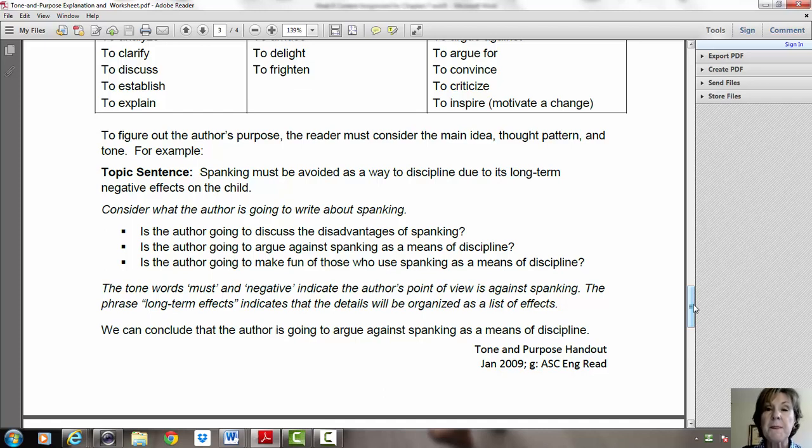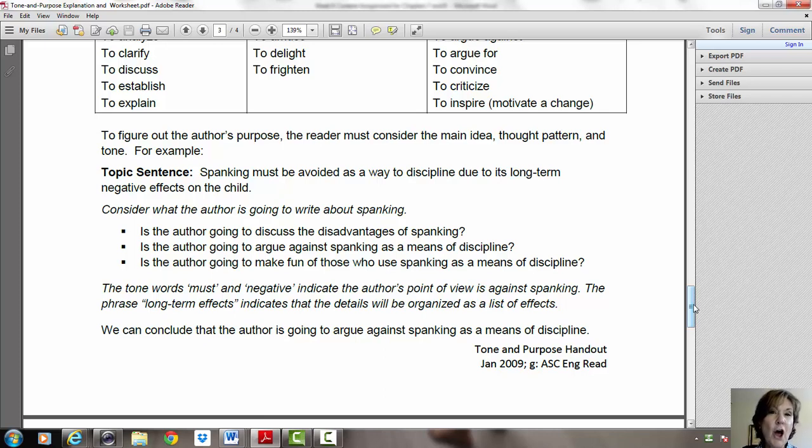For example, the topic sentence. You know all about topic sentences by now. "Spanking must be avoided as a way to discipline due to its long-term negative effects on the child." Consider what the author is going to write about spanking. Is he going to discuss the advantages or disadvantages of spanking? Is he going to argue against spanking as a means of discipline? Or is he going to make fun of those who use spanking as a means of discipline?